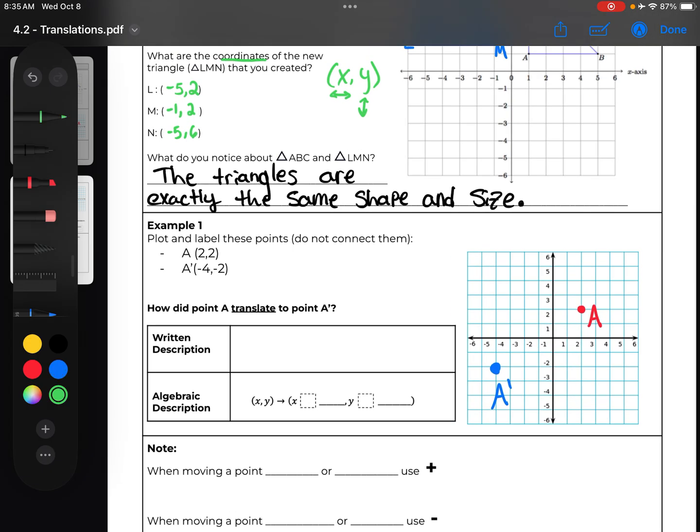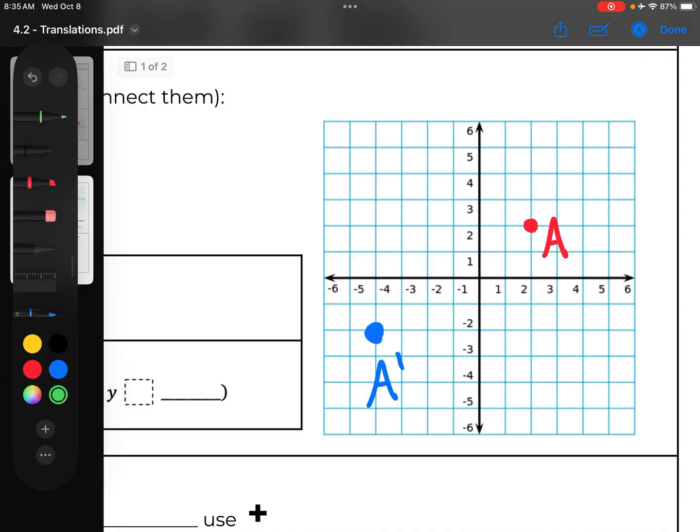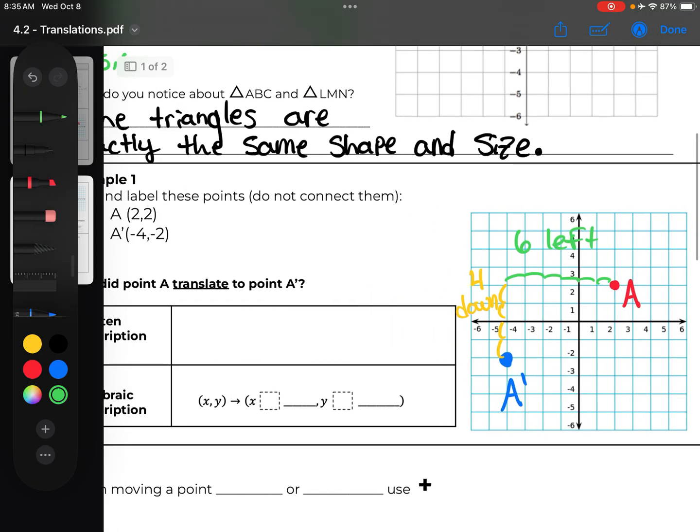Okay, so how do we translate point A to point A prime? We need to literally count this out. I always start with left and right movement first and then up and down movement. So it moves 1, 2, 3, 4, 5, 6, so 6 to the left. And then we're going to count from this point down. So 1, 2, 3, 4, and 4 down. Okay, so that's going to be our written description. So 6 left, 4 down.